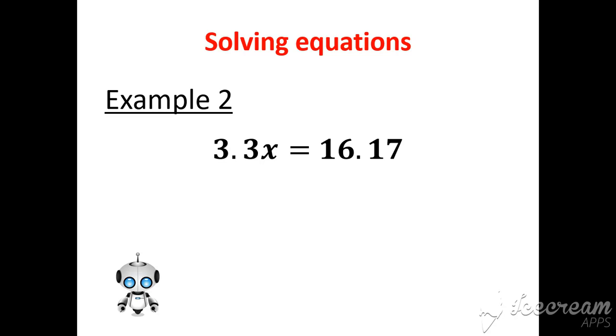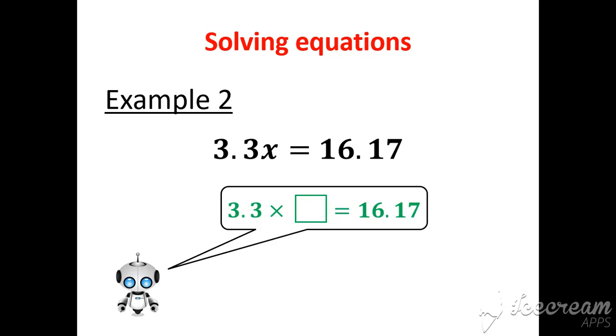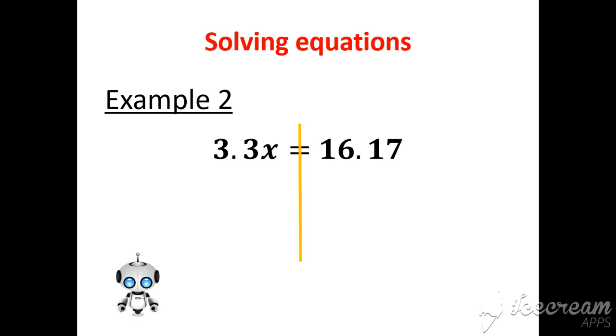Right, example 2. 3.3 times x is equal to 16.17. Now, for those who are desperate to just guess answers, you're in a little bit of trouble here, unless you can work out 3.3 times something is equal to 16.17. So let's go through the formal process. Line down the middle. Whatever we do to one side, we do to the other. So on the left-hand side, we have a coefficient of 3.3. So let's divide by 3.3, but divide by 3.3 on the right as well.